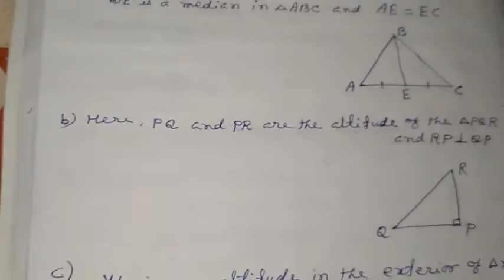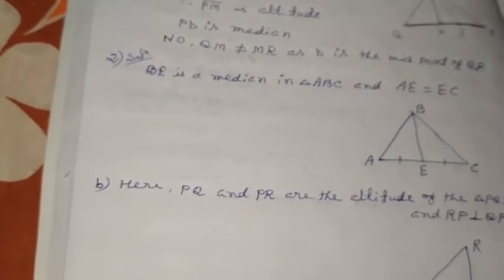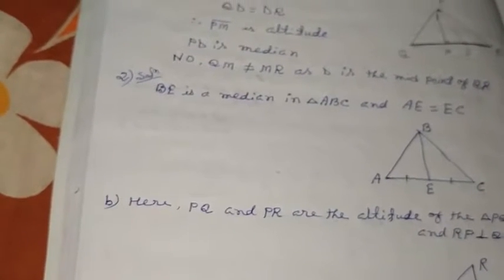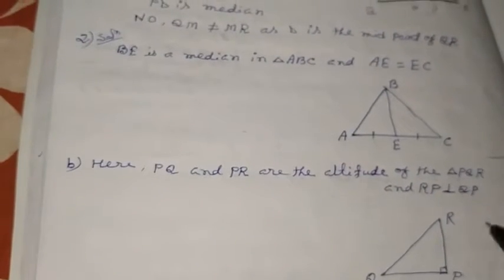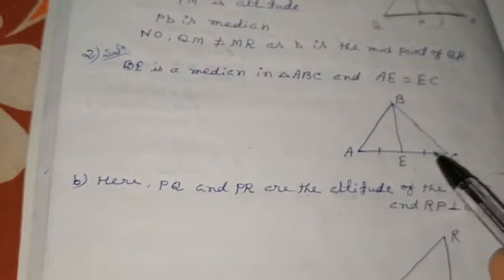You have to draw the sketches. That means you have to draw the figure, rough figure. Number A, in triangle ABC. That means first you have to draw a triangle ABC. So we have drawn triangle ABC. It is a triangle we have drawn.